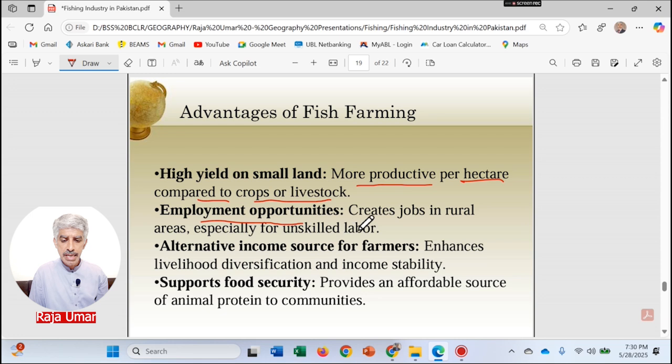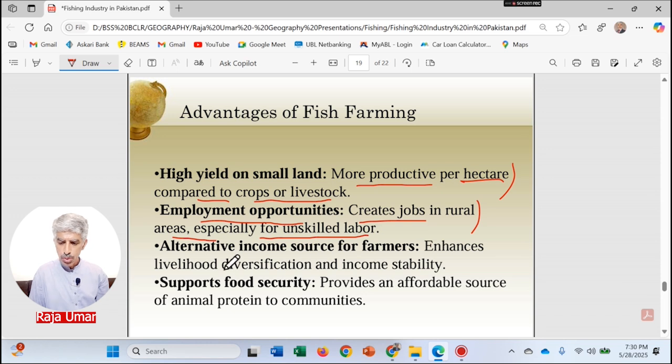Employment opportunities: it creates jobs in rural areas, especially for unskilled labor, just to look after the fish ponds, to clean them, to feed the fish timely, and if they get a bit of skill, they can vaccinate the fish in those farms as well. So all those people who are doing nothing these days in rural areas can get some employment in their own areas, and they may not be migrating to urban areas. They may not be becoming a burden on the urban areas, and they might be reducing the rural urban migration.